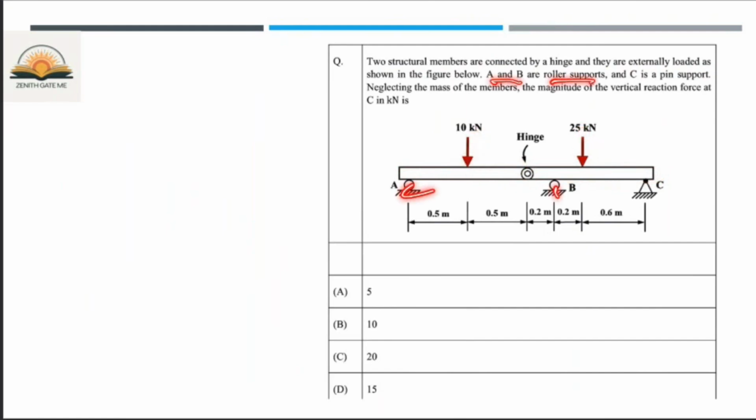A and B are roller supports. C is a pin joint. Neglecting the mass of the members, you have to calculate the magnitude of the vertical reaction at C. At this joint, which is a hinge joint, there will be two reactions: one is horizontal, another is vertical. If they ask about the net reaction or the reaction at C, you have to take the reaction at C in the horizontal and vertical directions.